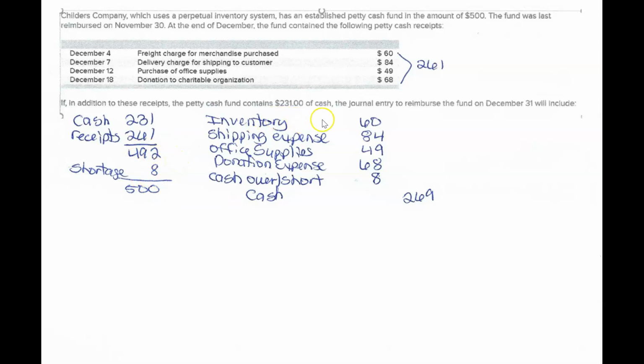The freight charge for merchandise purchase is going into inventory because we paid $60 in freight, so we need to add that $60 to the cost of our inventory. Delivery charge I put into shipping expense for $84, office supplies for $49, and then donation expense for $68. Then don't forget what you're short, the $8. You want to debit cash over and short $8 for a total of, for cash to credit, $269, and that will take you back up to the $500 to start off January.